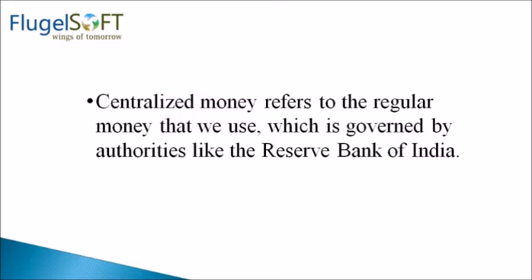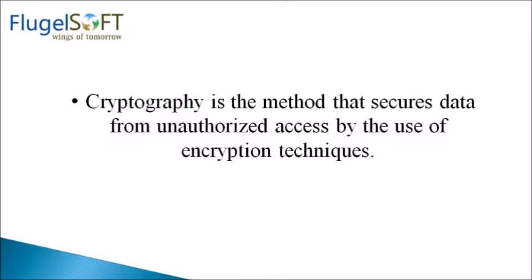Now, cryptography is the method that secures data from unauthorized access by the use of encryption techniques. Most of the claims that blockchain makes, like privacy and immutability, are enabled through cryptography.